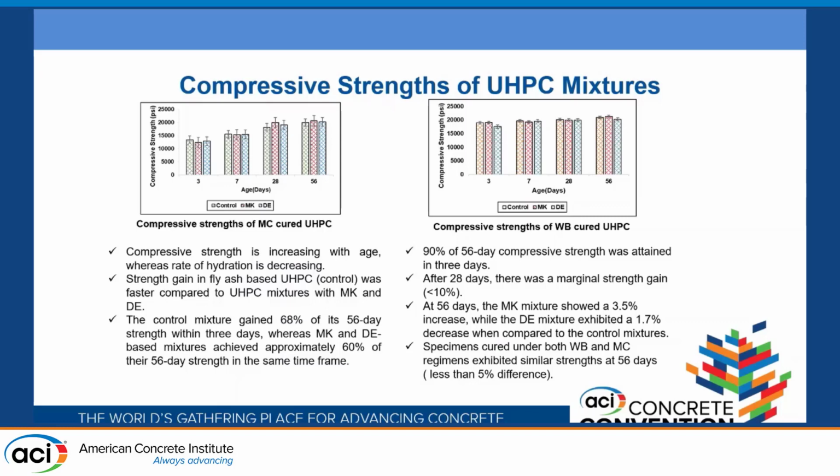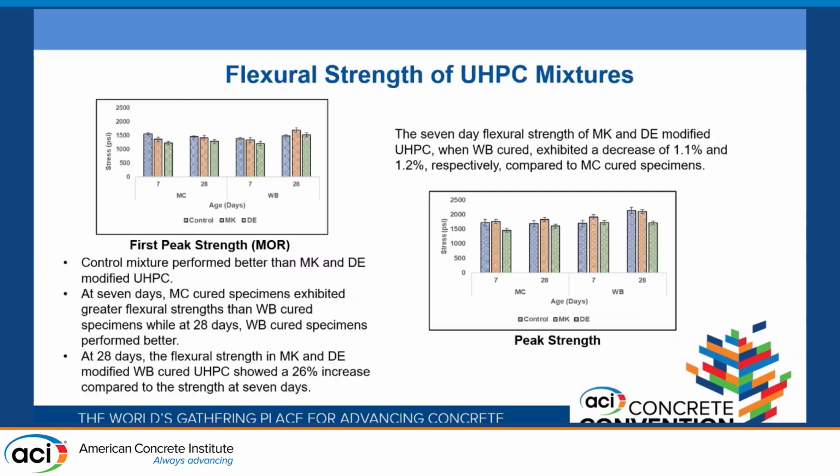In WB and MC regimens, the 56-day compressive strength was similar, with less than a 5% difference. Coming to the flexural strength, control mixtures performed better than the MK-modified UHPCs.